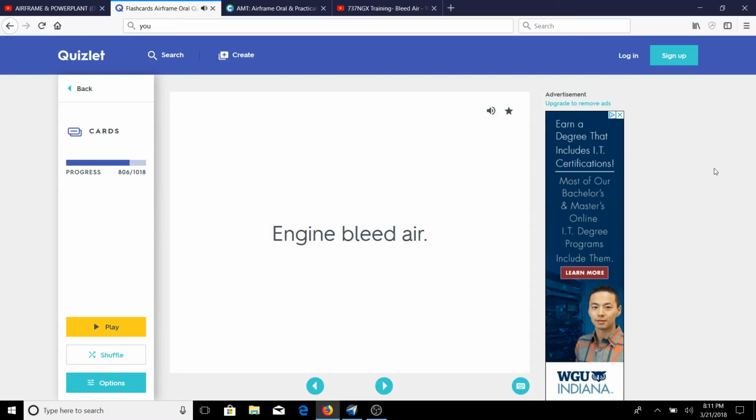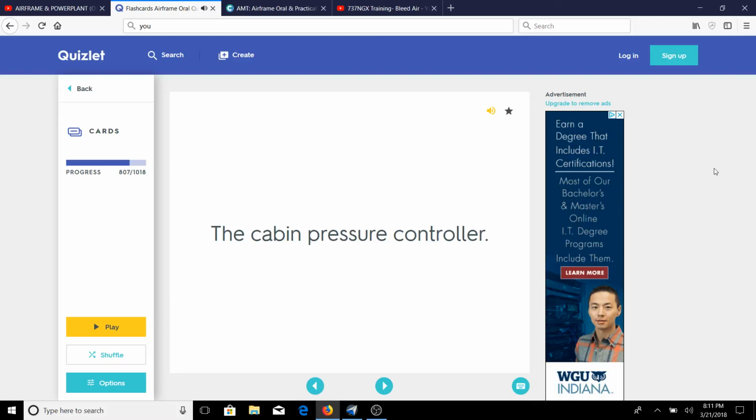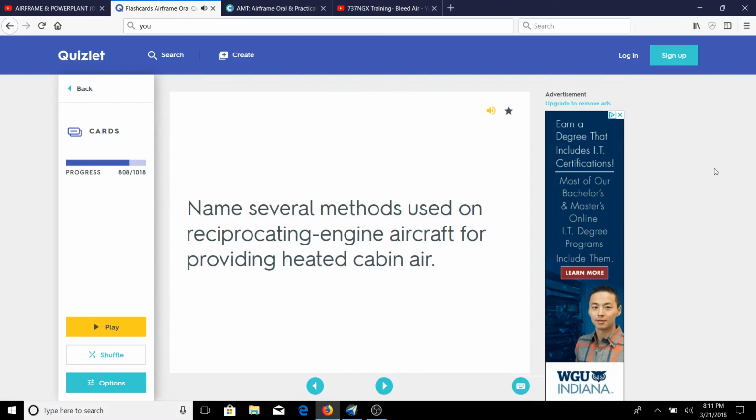What is the source of pressurization air in most jet aircraft? Engine bleed air. What pressurization control unit will change the position of an outflow valve? The cabin pressure controller.